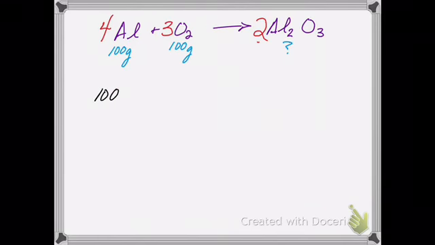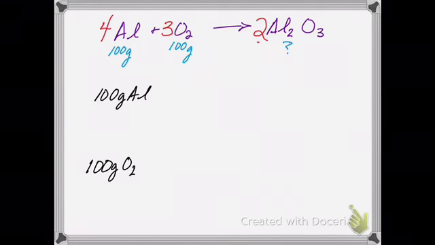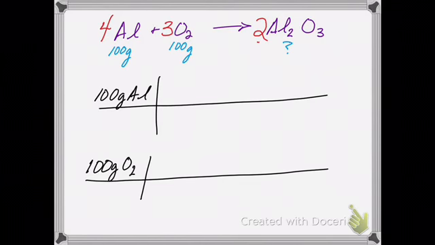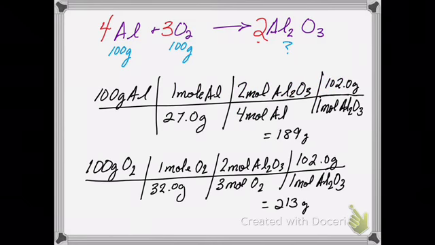So we'll start with 100 grams of aluminum, and then we'll do another problem where we start with 100 grams of the oxygen. And we're going to work both of these problems to figure out the maximum amount of aluminum oxide that we can make. So we're going to end with grams of aluminum oxide. All right, pause the video. You know how to do this. Let's see if you guys can build the problem correctly.